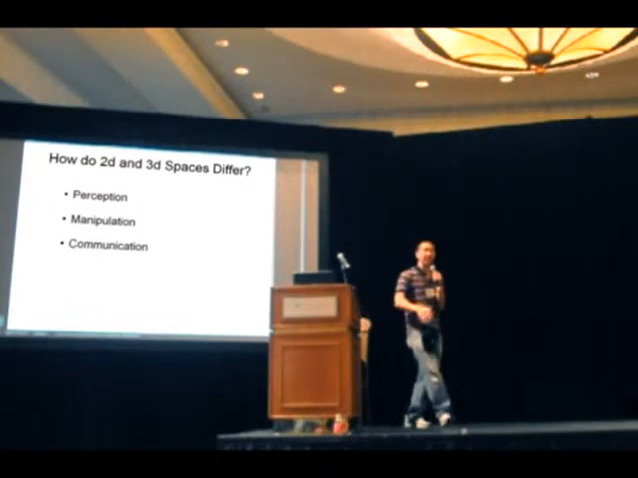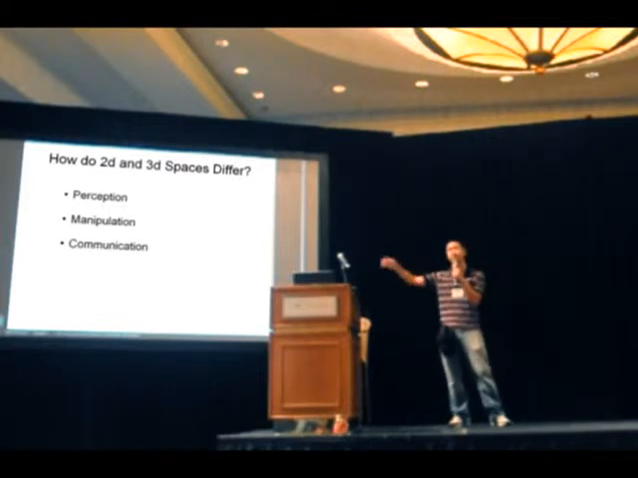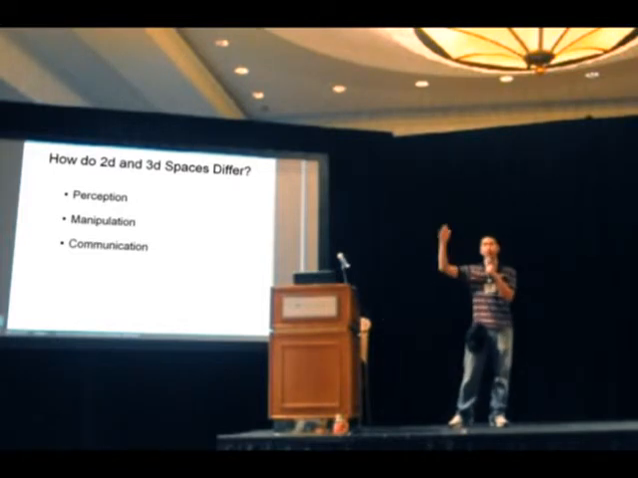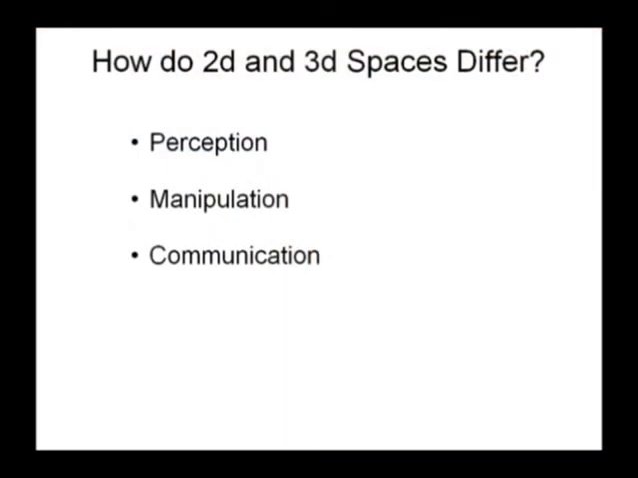So how do 2D spaces and 3D spaces differ? I'm going to go through this list twice. The first time I'm going to talk about just conventional spaces, and I'm going to go over the list again and talk about how they differ in 3D spaces, in digital spaces. So they're very, very different. The way we manipulate objects in 2 dimensions and in 3 dimensions are very different, and the way we identify things or communicate in these spaces are very different.